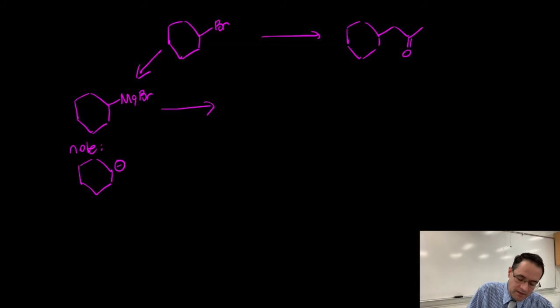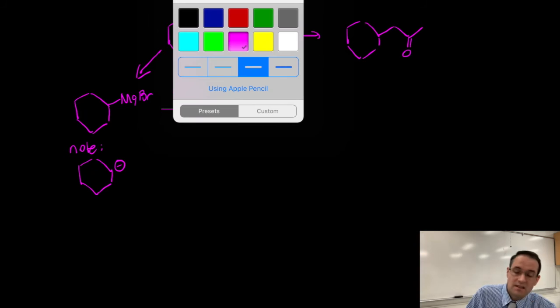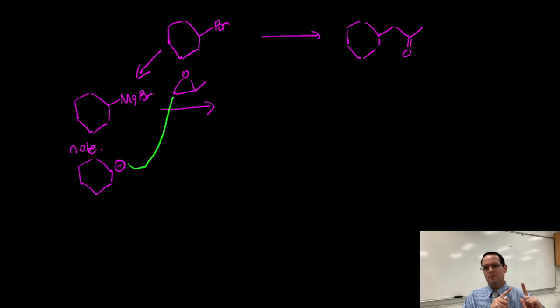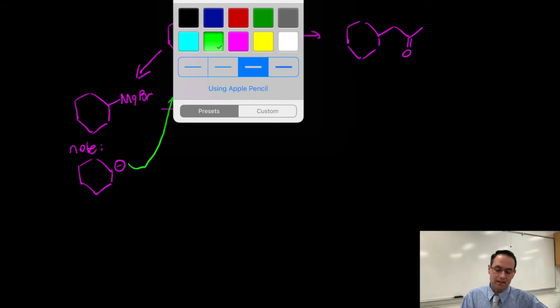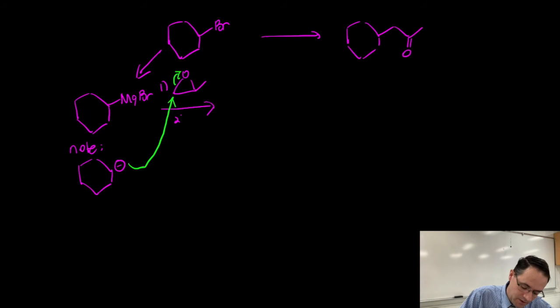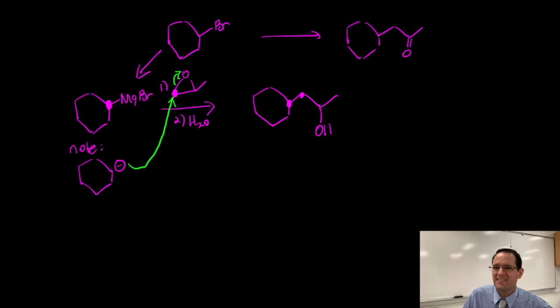Once I have my Grignard reagent, I can treat that with an epoxide. That's going to be your propylene epoxide. And this carbanion, if you think about it, is going to attack the less substituted carbon atom. It's going to attack right here and kick off like that. So step 1, add that. Step 2, add water. I can't work through all the mechanism here, but what that's going to give you afterwards is a new carbon-carbon bond between this cyclohexyl group and this carbon of the epoxide.